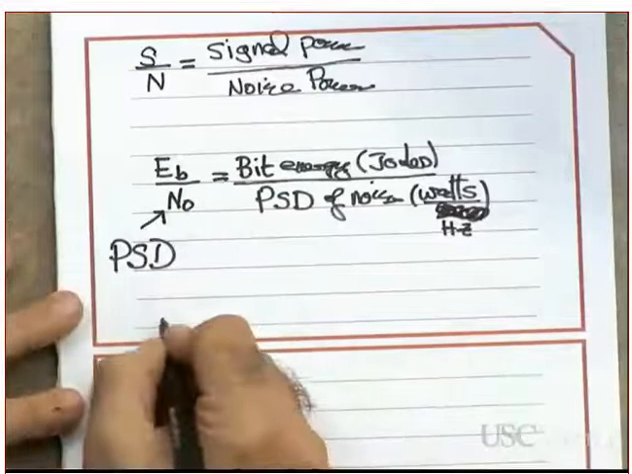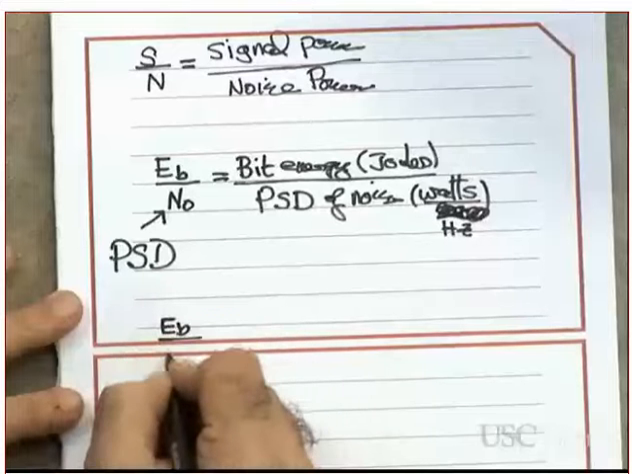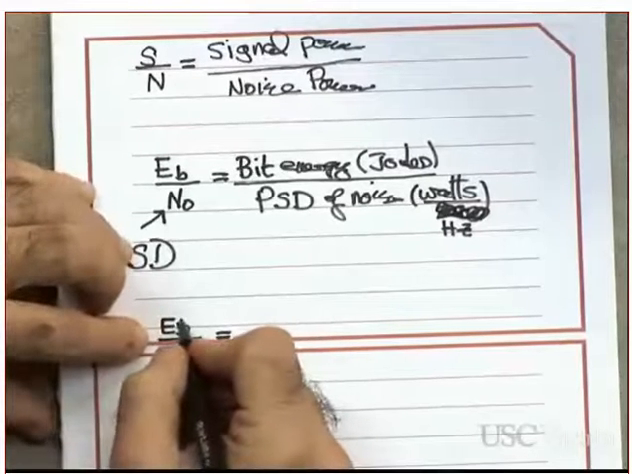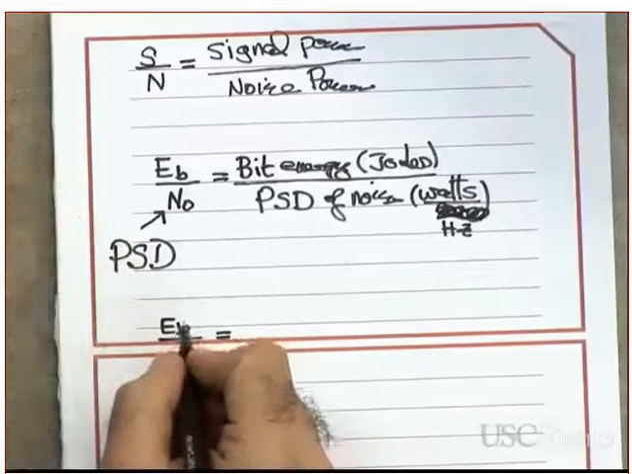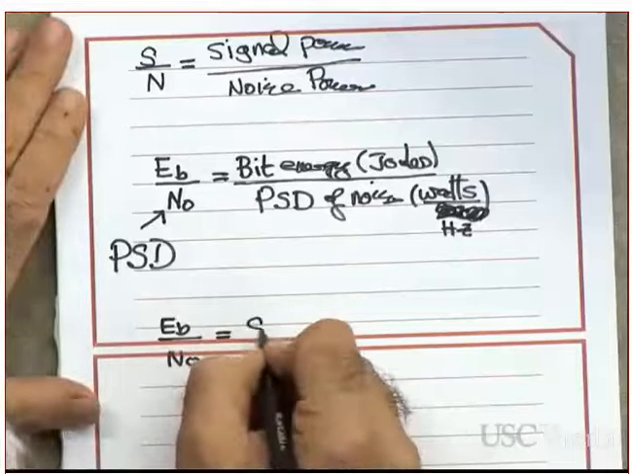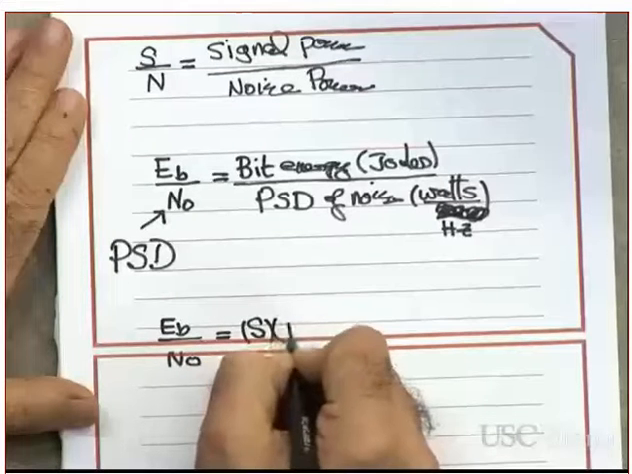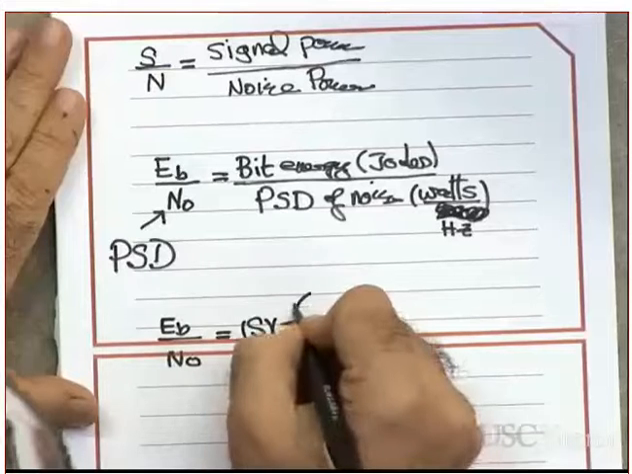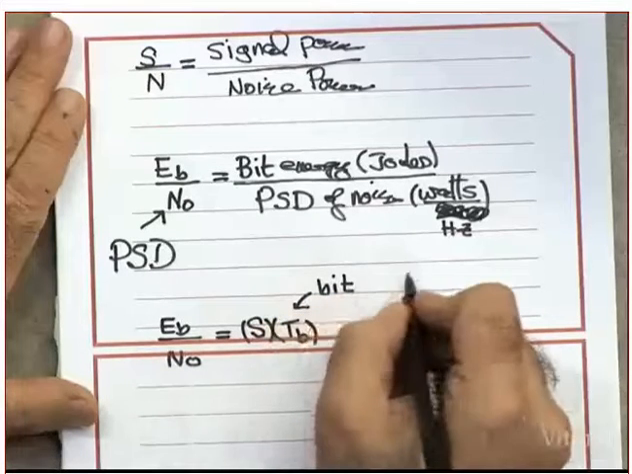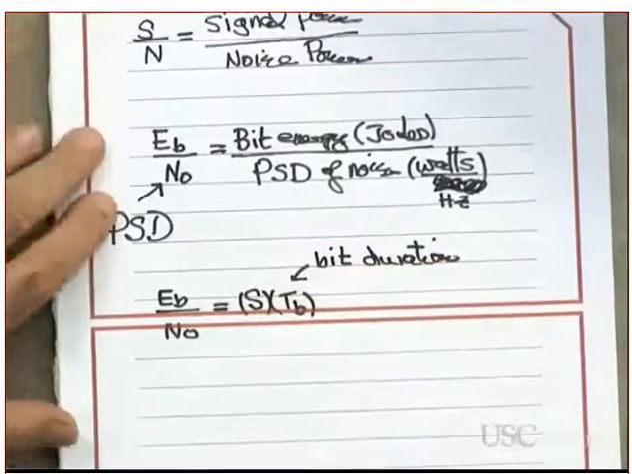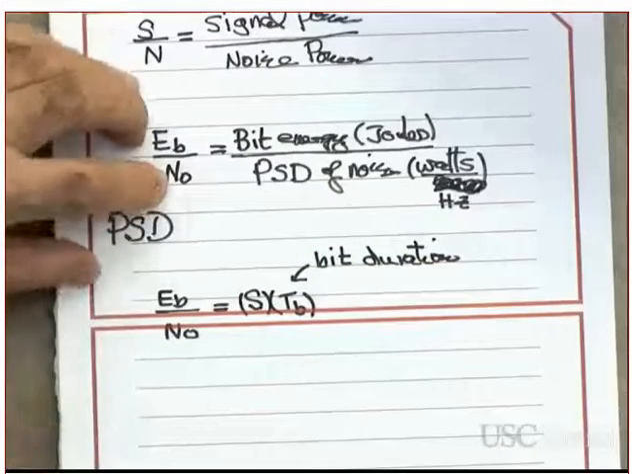Okay, help me. What is the relationship? EB over N0. Let's understand. What is the bit energy? It is the signal power times the duration. Yes or no? Yes. Which means S times T sub B. What is T sub B? Somebody said the bit rate. It is the bit duration. Yes or no? Okay.